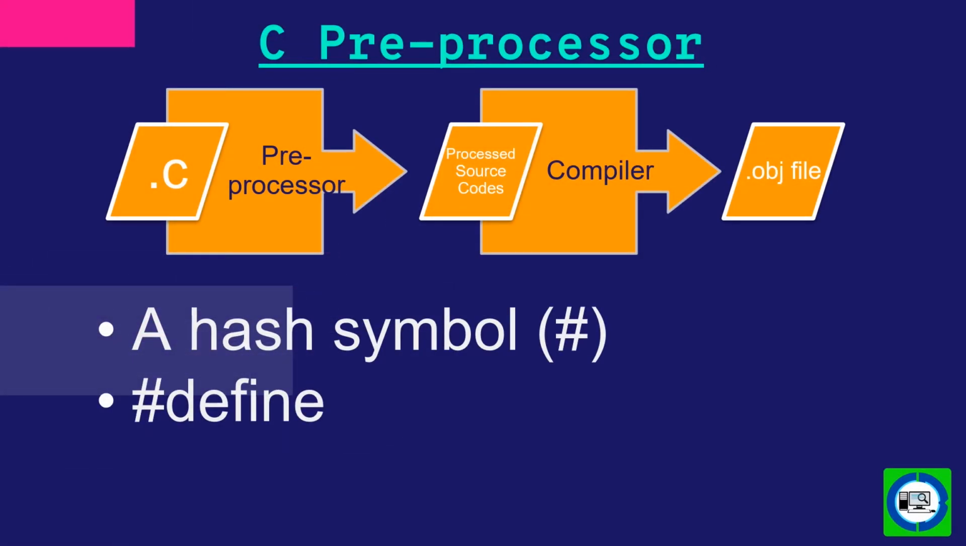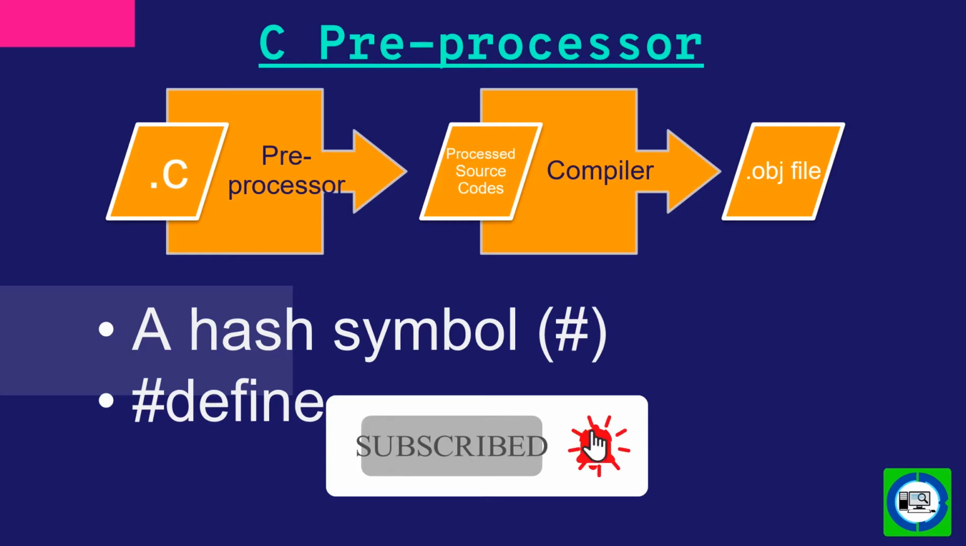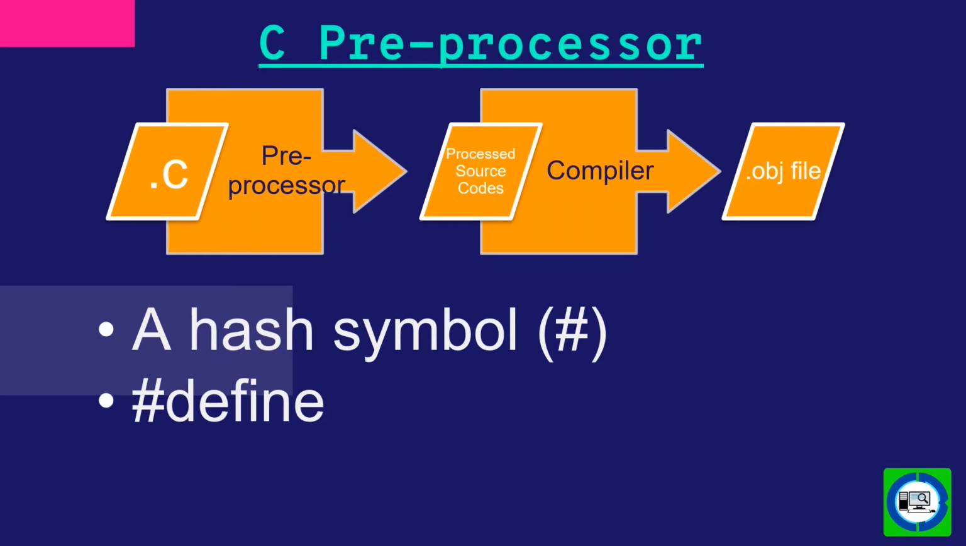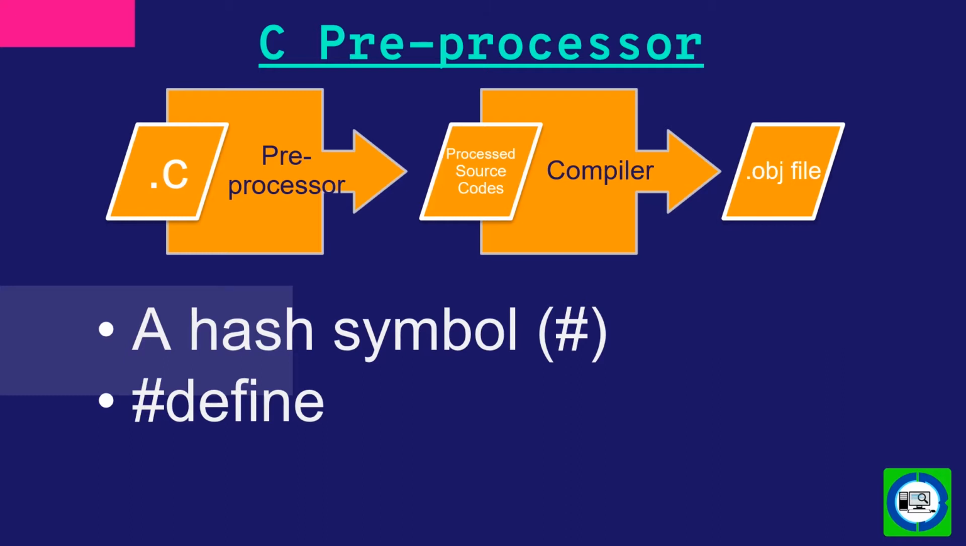The C preprocessor is simply a text replacement tool that tells the compiler to perform necessary pre-processing prior to compilation. A hash symbol precedes all preprocessor commands. Preprocessor define is used in our solution, which is used to declare constant values that will be used throughout your code.